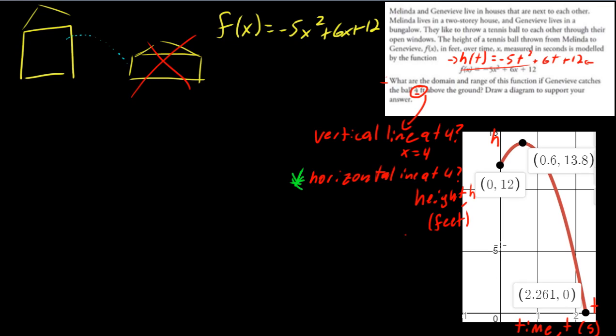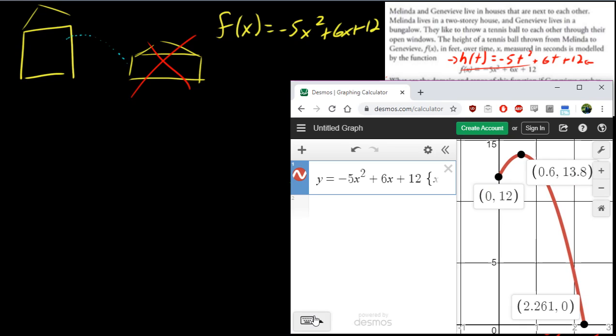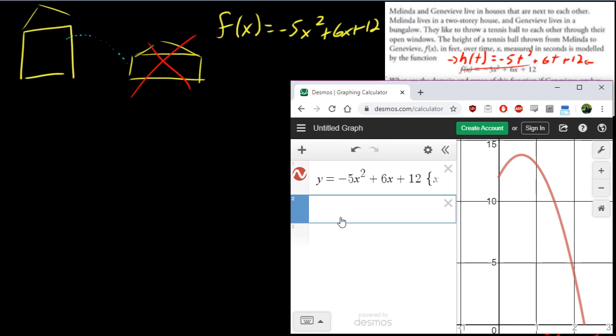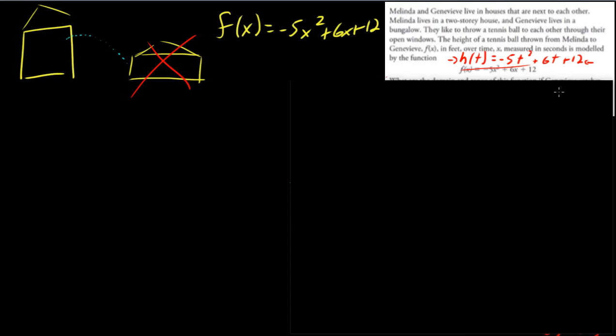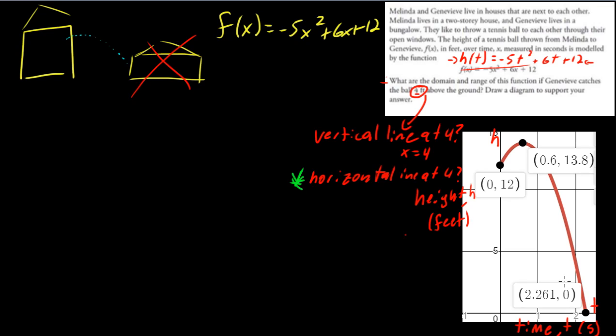So we need to go back into Desmos, and we need to make another line. Back into Desmos, and we need to make a horizontal line, y equals 4. And this is going to represent when Genevieve is going to get the ball. So let's go ahead and click on that point. We know it's at 2, 4. Let's go back to our graph here. You can either include it in your graph or we can just draw it in by hand. I'm just going to choose to draw it in by hand.